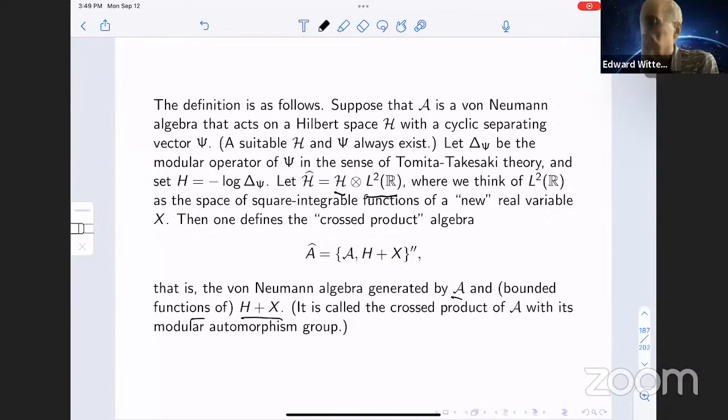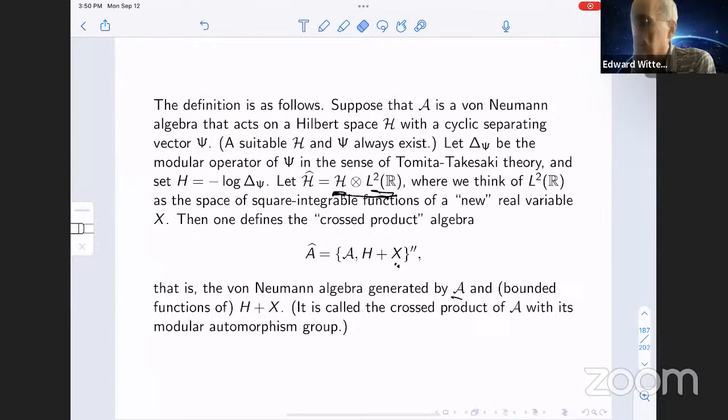You literally just take the sum of H plus x: x acts on L2 of R, H acts on the original Hilbert space, so the sum acts on the combined Hilbert space. Then, to get a von Neumann algebra, you consider bounded functions of H plus x, and the von Neumann algebra generated by the original algebra plus those bounded functions is called the cross product. Even though the definition appears to depend on psi, Connes and Takesaki showed that up to a canonical isomorphism, it does not. It depends only on the algebra.